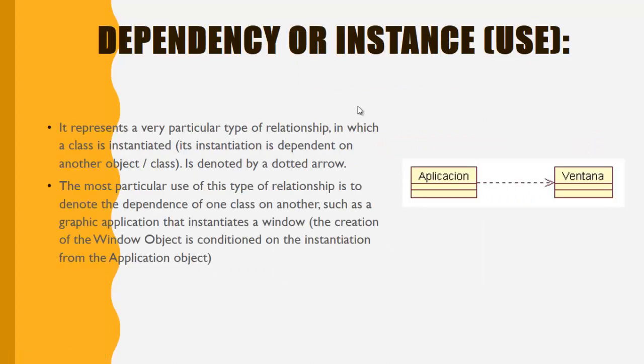Dependency or instance usage. It represents a very particular type of relationship in which a class is instantiated, and it is denoted by a dotted arrow. The most particular use of this type of relationship is to denote the dependence of one class on another, such as a graphic application that initiates a window. And that's all.